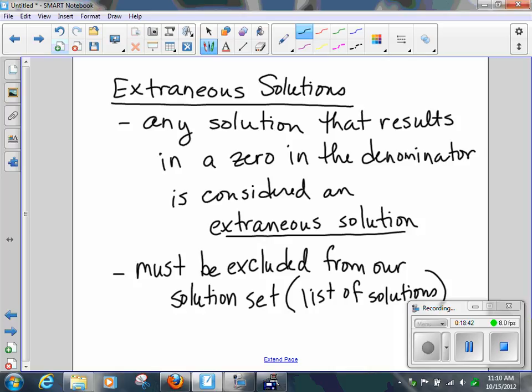That's what an extraneous solution is. It's kind of like an imposter, kind of. Maybe. It is, but it's not. It is, but we can't accept it.